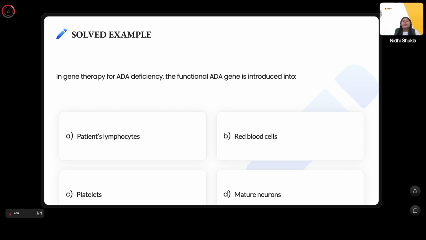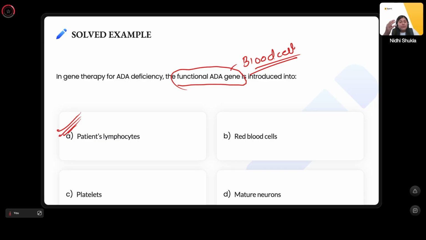Where do you actually introduce your functional ADA gene? In which blood cell do you do this? The answer is that the functional ADA gene is introduced into the patient's lymphocytes, because in the absence of ADA, immature lymphocytes are produced. Lymphocytes form a major part of your immune system, so if you have immature lymphocytes in your blood, your immune system gets compromised. So when the functional ADA gene is introduced into the patient's lymphocytes, the non-functional lymphocytes become functional lymphocytes.